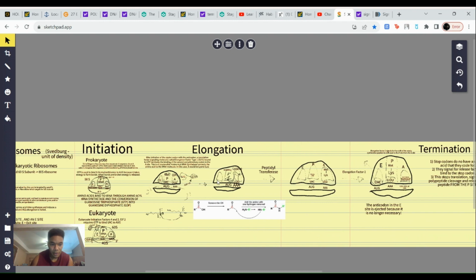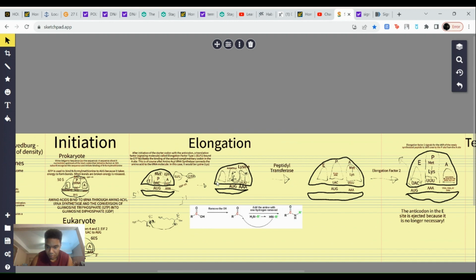I apologize. I wish I was better at drawing and more organized. I could probably improve on that.